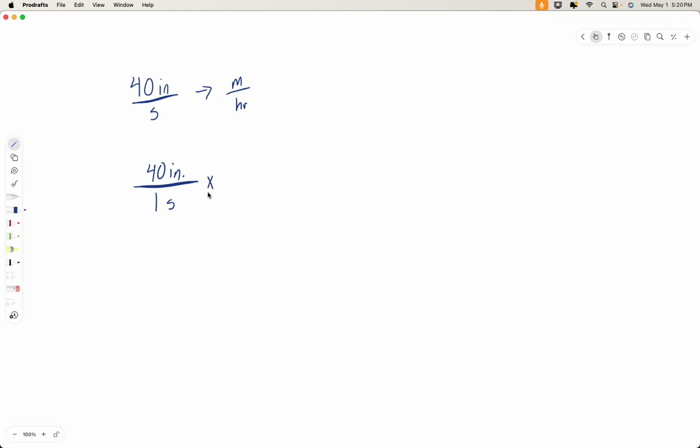So we need to go to centimeters from inches. So that would be 2.54 centimeters, same as 1 inch. Those cancel. Centimeters to meters. There's 100 centimeters in 1 meter. So 1 meter is the same as 100 centimeters. Those cancel. Now we have meters, which is what we were going for.